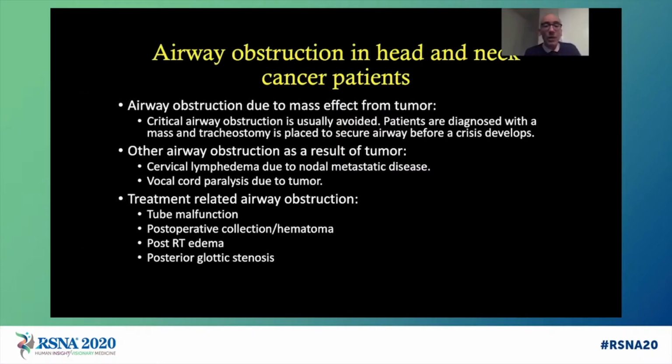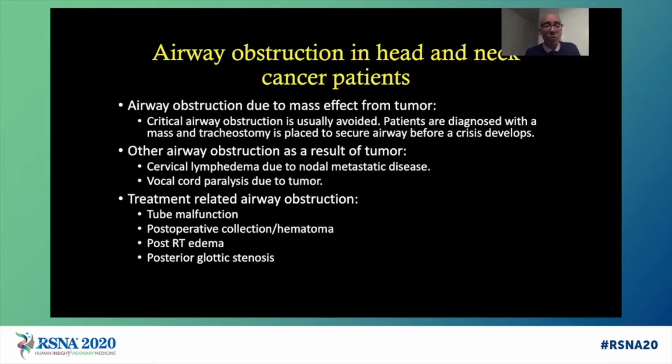So, airway obstruction in head and neck cancer patients, that can happen as just direct mass effect due to the tumor, as we saw in the first 2 cases. Usually that situation is avoided because patients present sooner. They're diagnosed before their airway becomes so narrowed. And so as part of their evaluation and treatment, they get a tracheostomy to secure the airway before a crisis develops. But that doesn't always work out that way, as we saw in the first 2 cases.